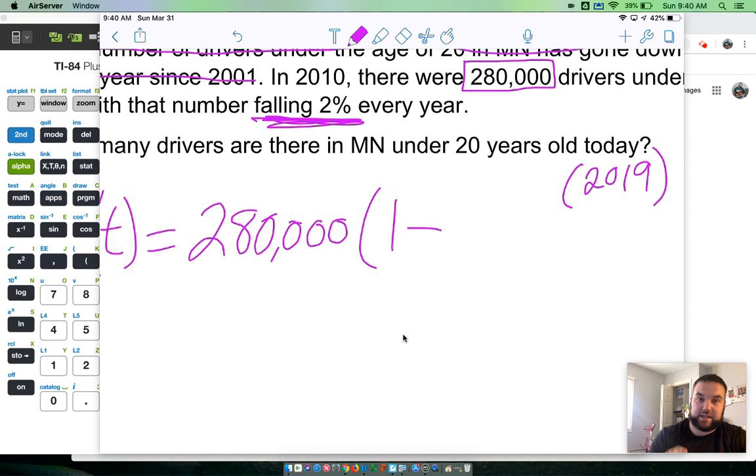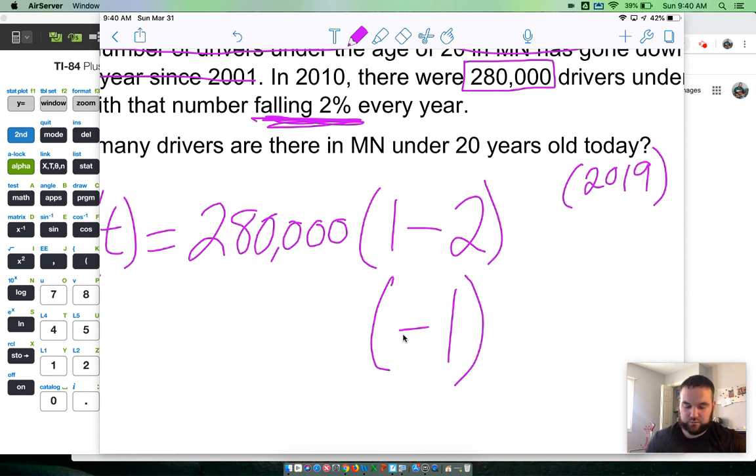But this is the key part. 2%, do not do this. Don't just put 1 minus 2, because that means you're multiplying by -1. If I were to take 1 take away 2, that'd be -1, and our growth factor cannot be negative. This happens a lot.